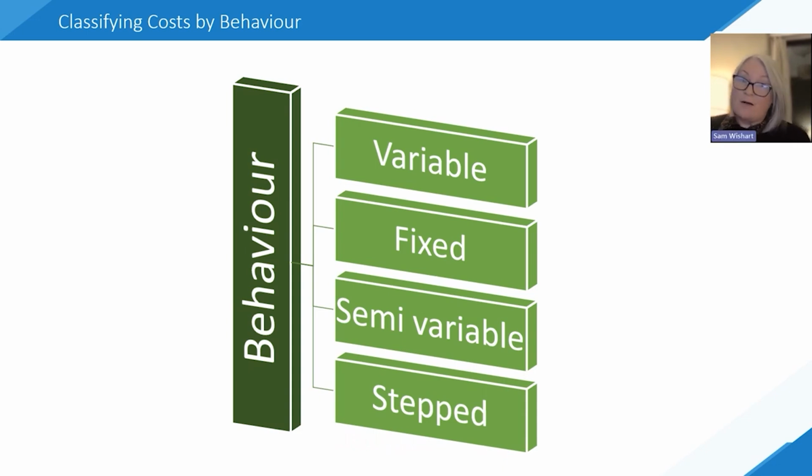Step costs are costs that remain fixed up to a certain level and then step up to a new cost. They will then remain constant till the next change in level, when the costs will step up or down again. So, for example, a business may rent a warehouse in which 10,000 units of product are stored. If more than 10,000 units require storage, a second warehouse will need to be rented.